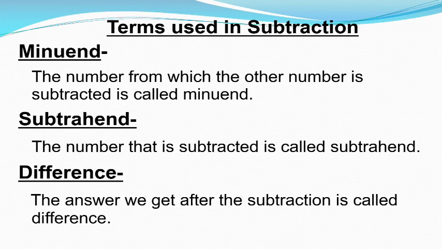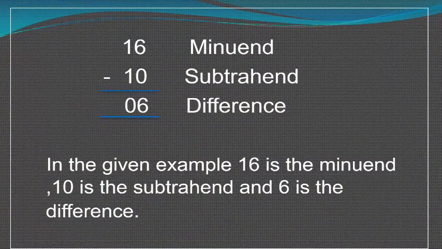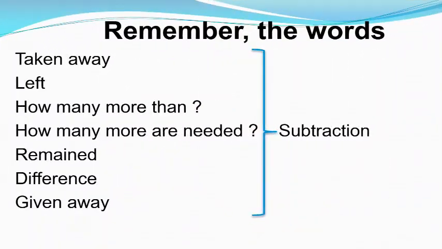And the third term is difference. The answer we get after the subtraction is called difference. In the given example, you can see 16 is the minuend, 10 is the subtrahend, and 6 is the difference. Students, remember all these terms like taken away, left, how many more than, how many more are needed, remained, difference, and given away are used for the subtraction.